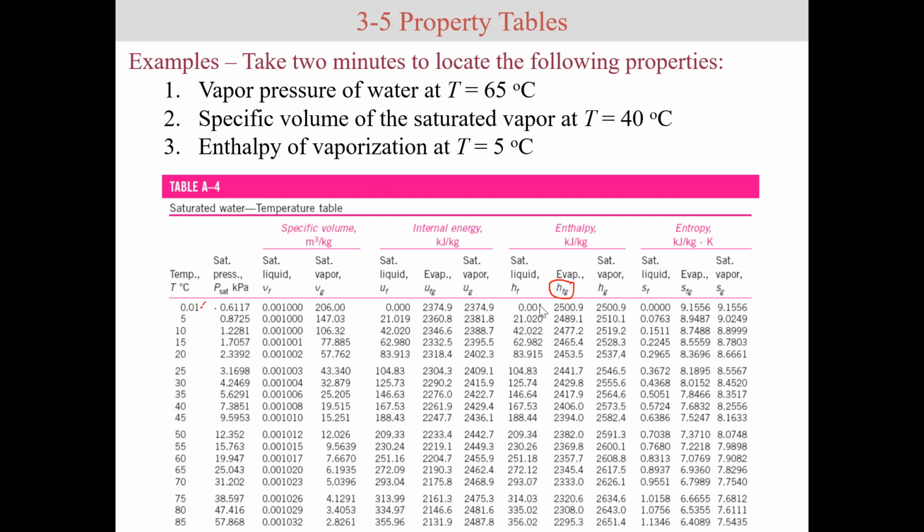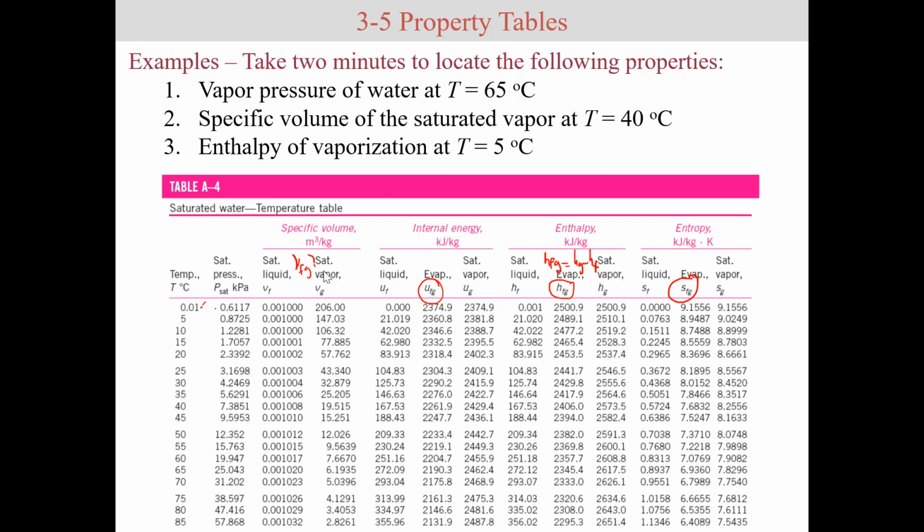Notice that I have my gas enthalpy minus my liquid enthalpy here, right? So this would be 2,500.9 minus 0.001. That would give me this number. So these values are, right, h_fg would equal h_g minus h_f. This is the same thing for internal energy and the same thing for entropy. Why they don't have nu_fg listed here, I don't know, but it's not. Okay, so there's the table, okay?